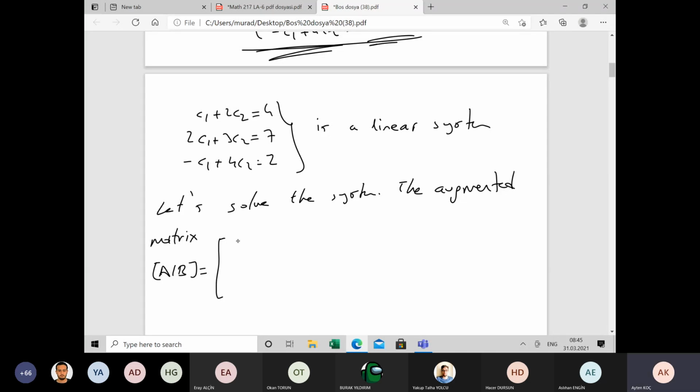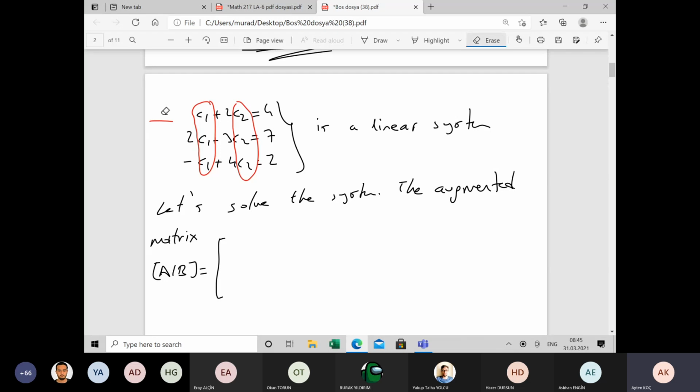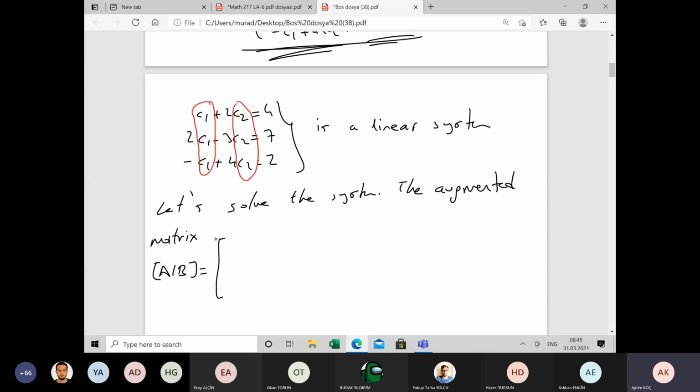Right, and here be careful. This is a linear system that contains three equations and two unknowns. The first unknown, C1: look at the coefficient of C1, it gives the first column of the augmented matrix, 1, 2, -1. And the second unknown C2, the coefficient of C2 is 2, 3, 4, and the right-hand side is 4, 7, 2. So this one is C1, C2.